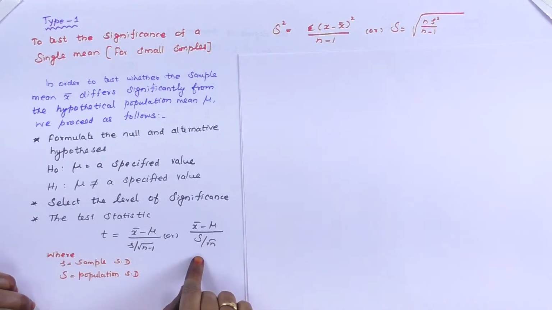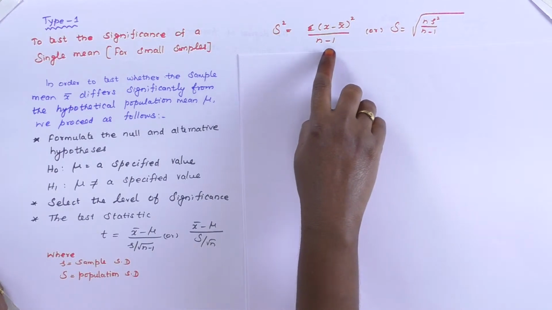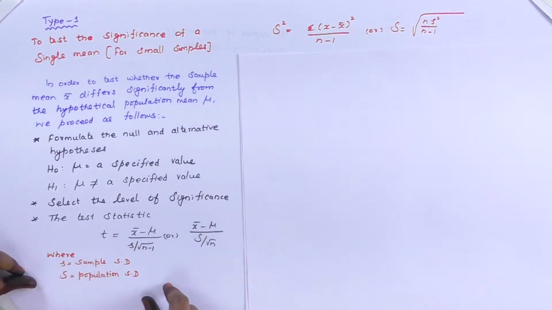Here the capital S represents the population standard deviation. Sometimes the capital S value is given directly, or some data are given and we want to calculate capital S square, that is the variance, which is equal to the sum of x minus x bar the whole square divided by n minus 1. After computing the test statistic, next we want to compare the calculated value with our tabulated value.